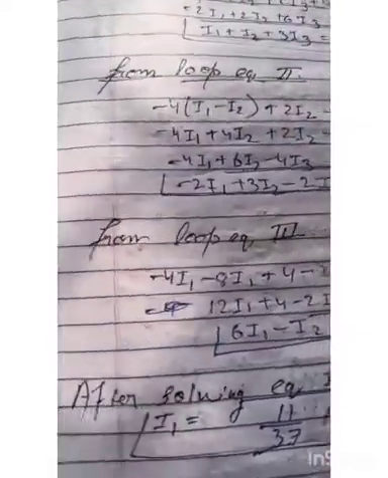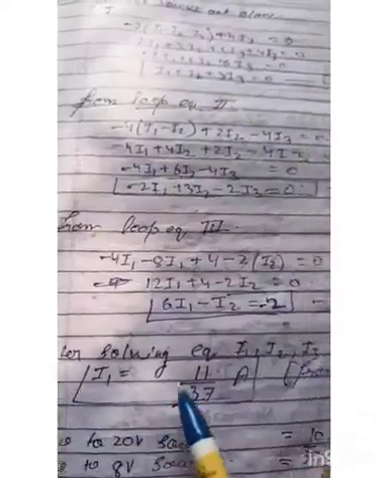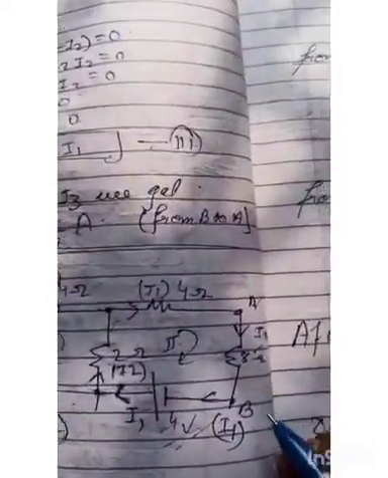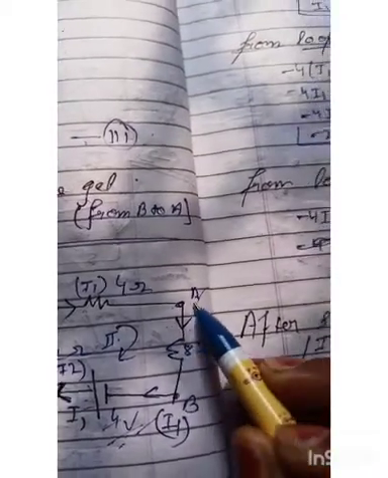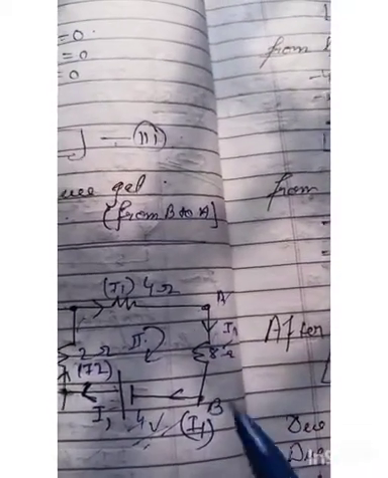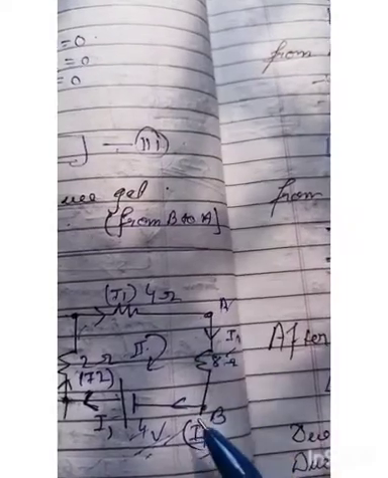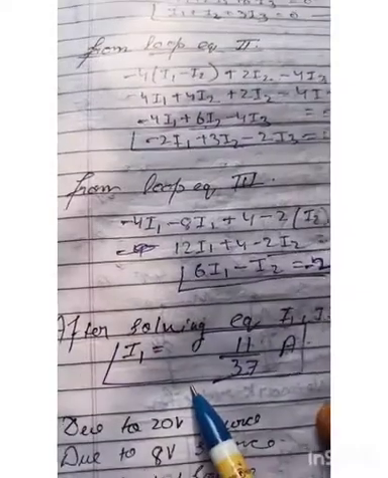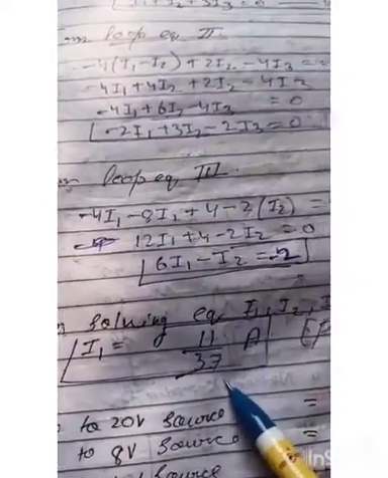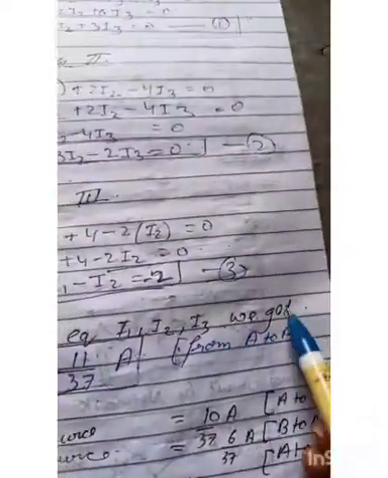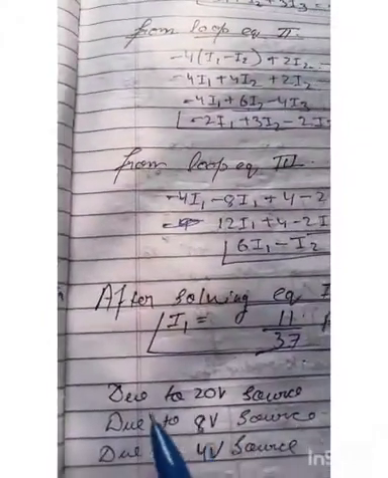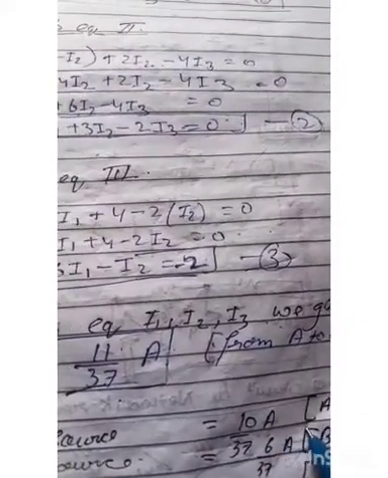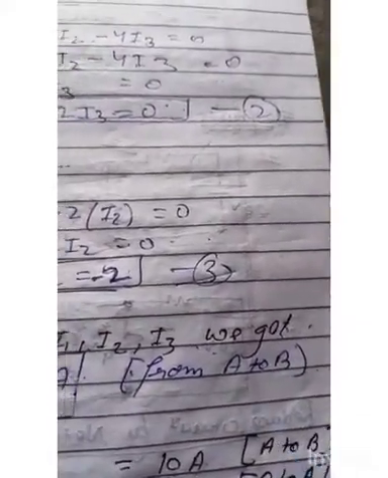Equation number 3. Now after solving equations for I1, I2 and I3, we are interested in finding the value of I1, because I1 current is flowing from A to B and the direction of flowing current is A to B. We are interested in the I1 value. Then after further solving, we get I1 is equal to 11 by 37 ampere and current flows from A to B. Now due to the 20 volt source, we get 10 by 37 ampere and the direction of current is A to B.